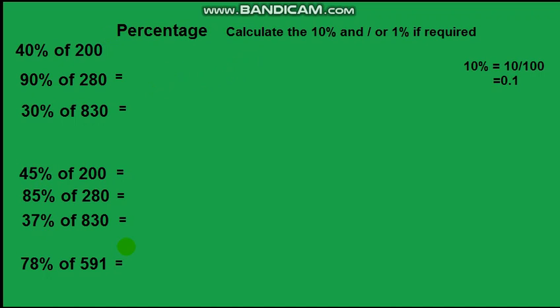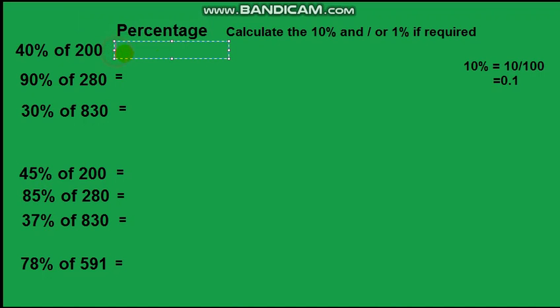So here, I'm going to teach you how to calculate percentages by an easier method. My method depends upon calculating 10% of a number or 1% of a number. What is 10%? 10% is nothing but 10 by 100, that is 1 by 10 or 0.1. So 10% of any number we can get by dividing that number by 10, or 1% of a number we can get by dividing that number by 100.